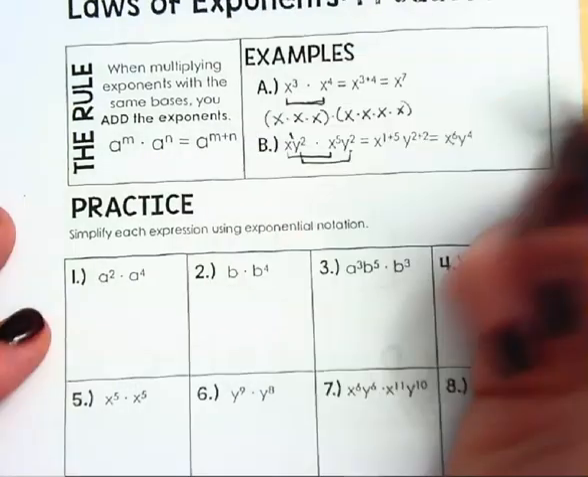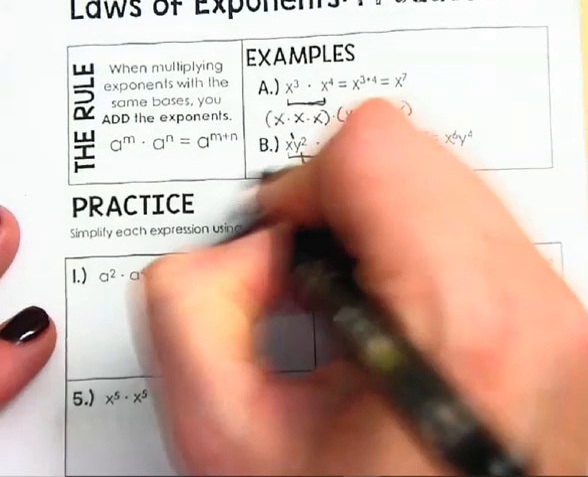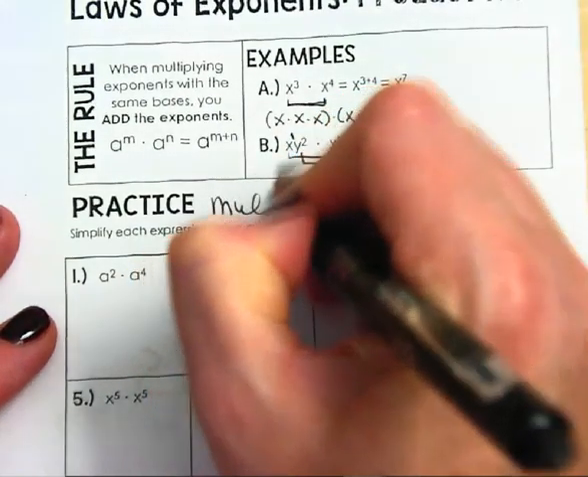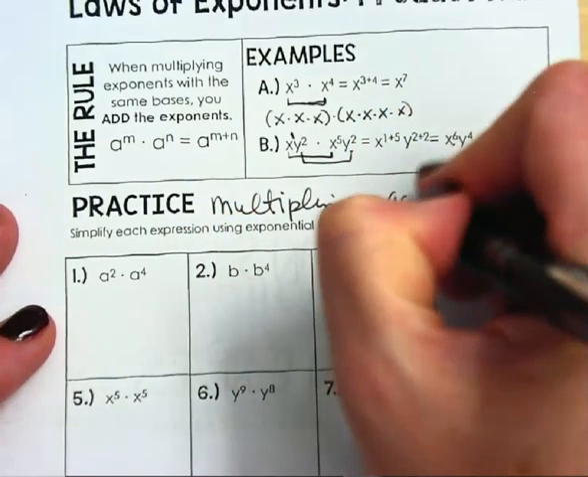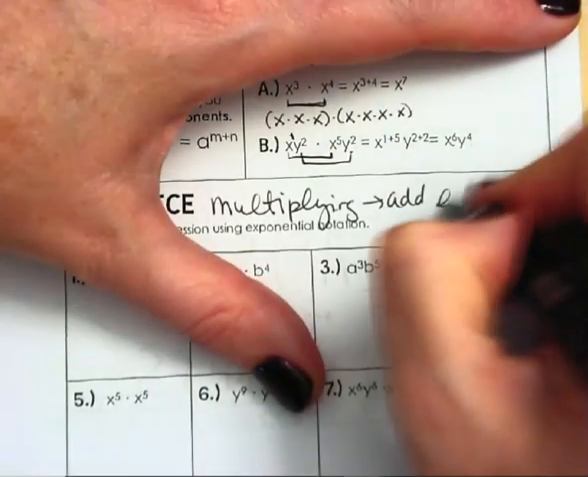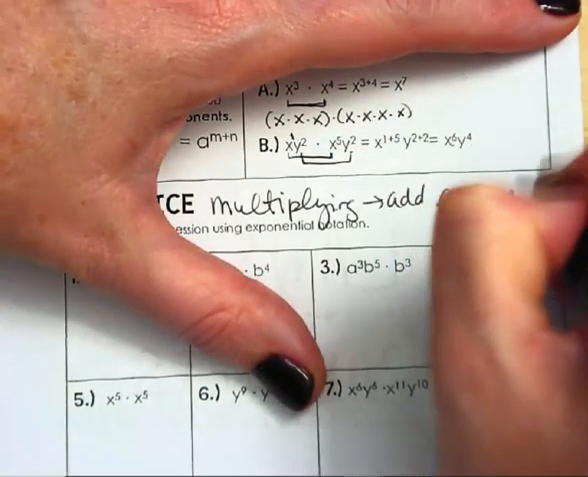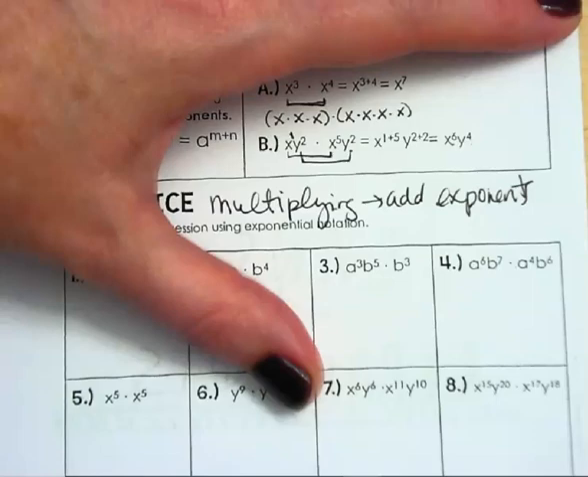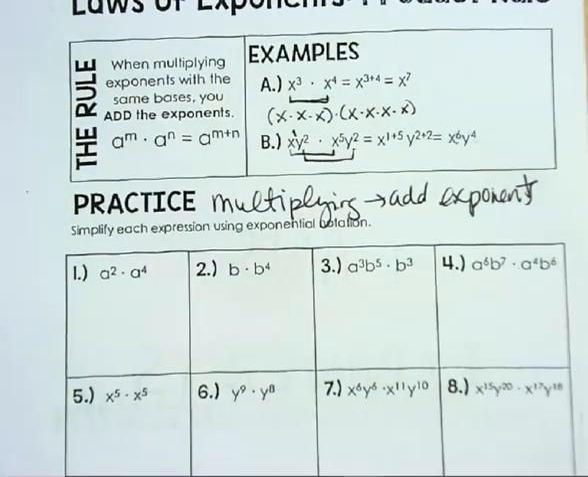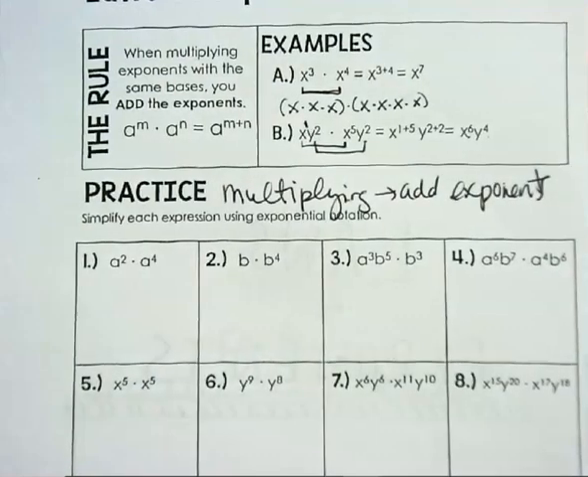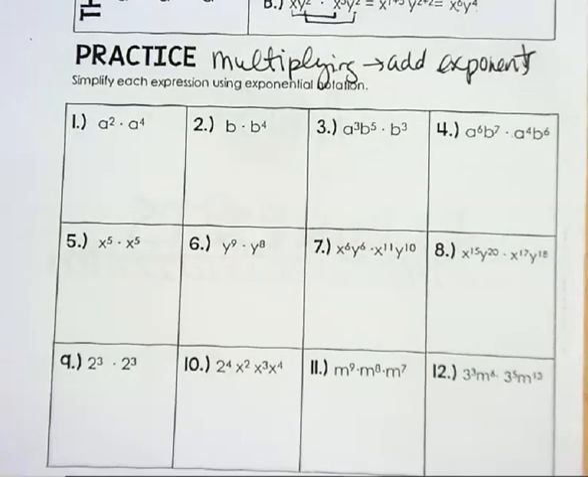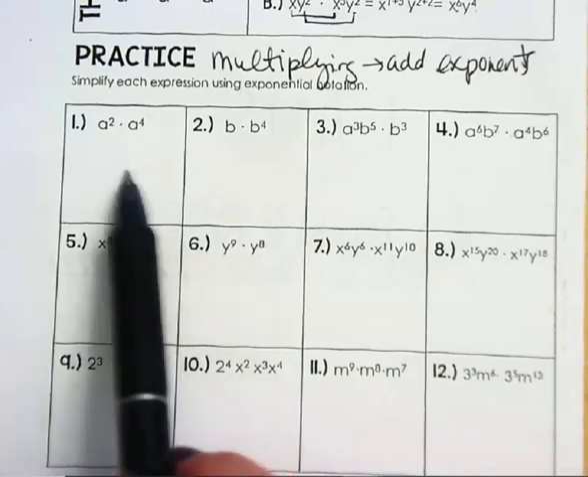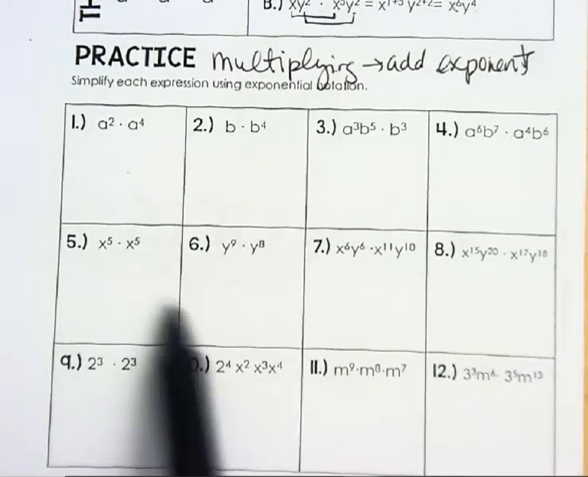So a shortcut to remember is that when multiplying, you add exponents. Or you can use the word powers instead of exponents, you add the powers. So I'm going to leave most of these for you to do by yourself. I already mentioned how to do these.